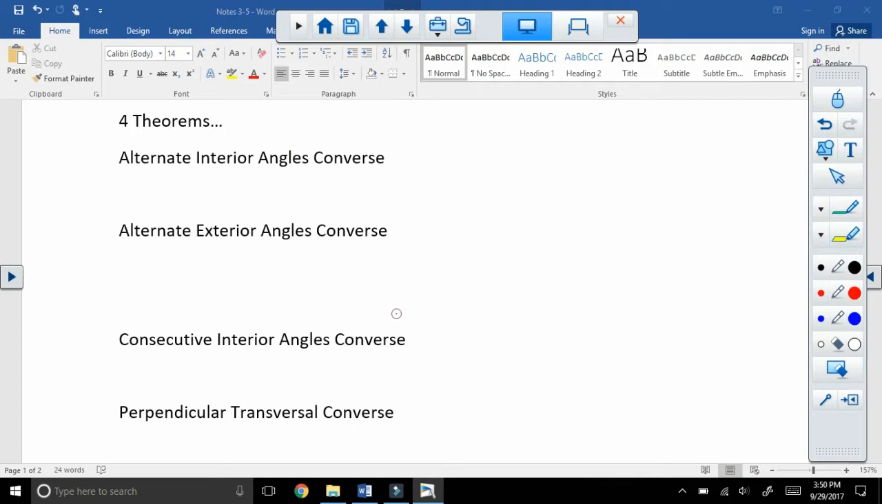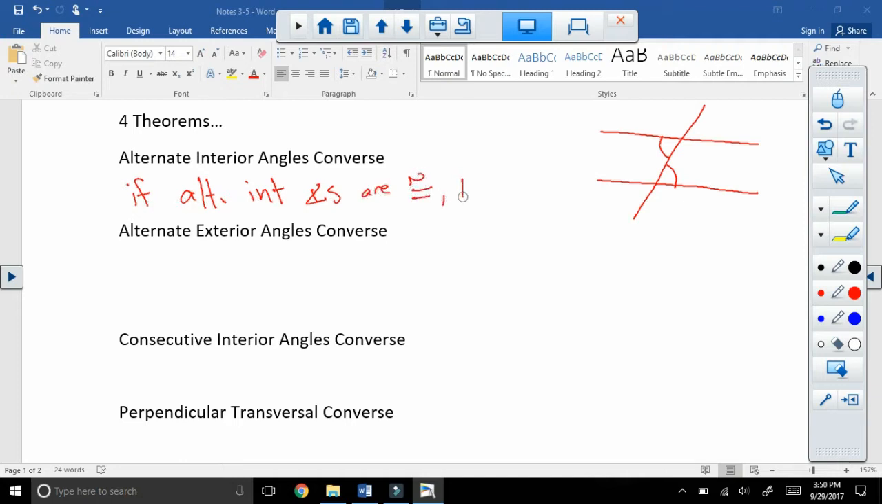Okay, these 4 other converses of those theorems, we'll go through these quickly too. The alternate interior angles converse says that if you have alternate interior angles, and I'll go ahead and draw those out, like right here and right here, they have to be congruent to make those lines parallel. So if alternate interior angles are congruent, then that makes parallel lines.